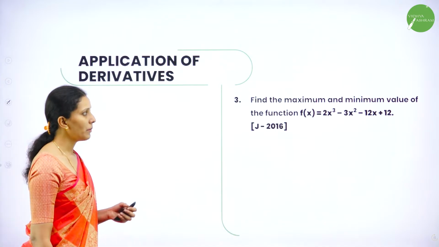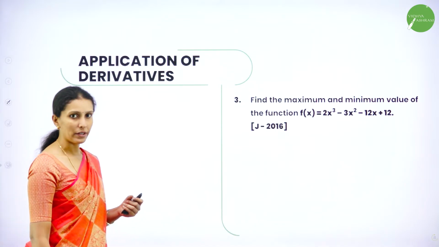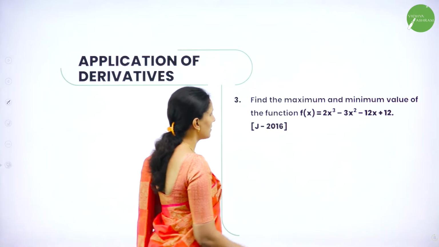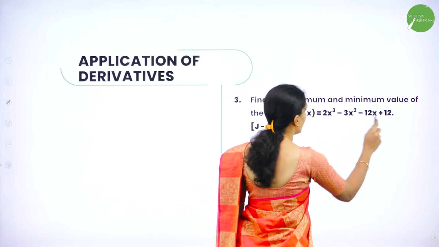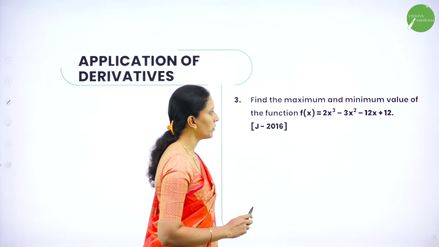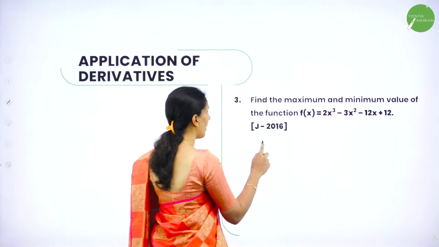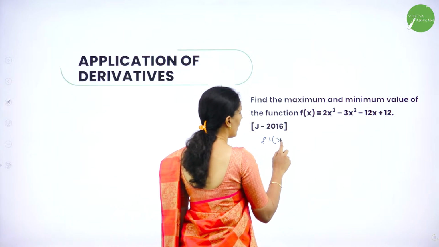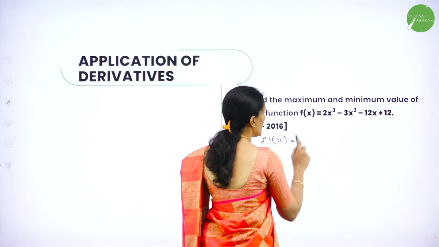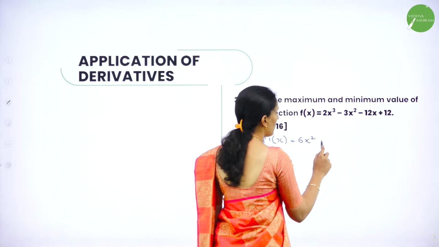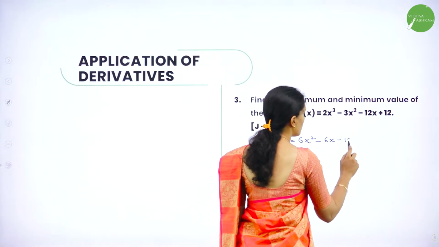Next one, find the maximum and minimum value of the function. So to find the maximum and minimum value of the function, given f of x is equal to 2x cube minus 3x square minus 12x plus 12, find f dash of x. So f dash of x becomes 6x square minus 6x minus 12.